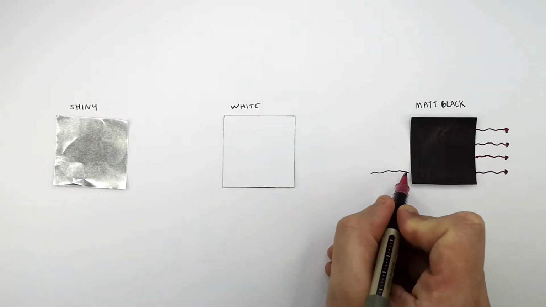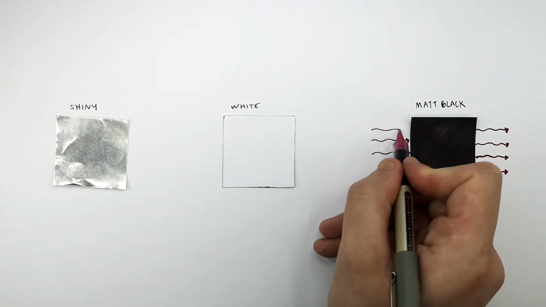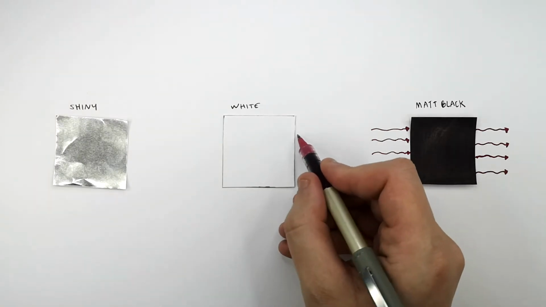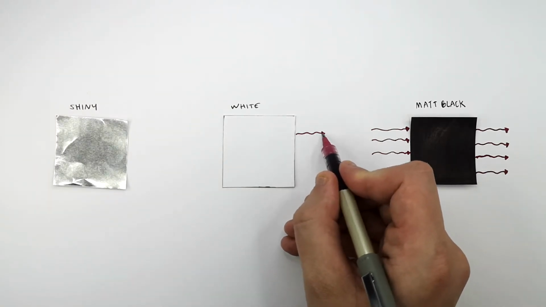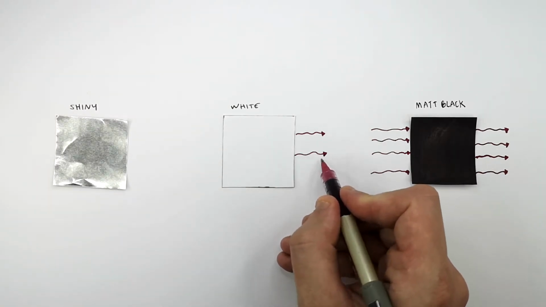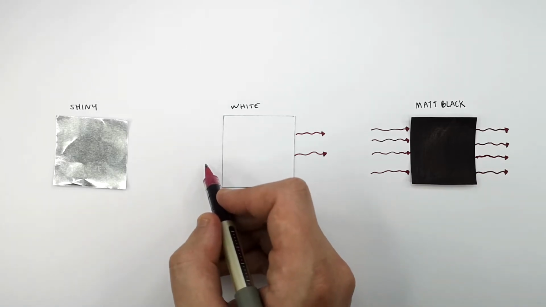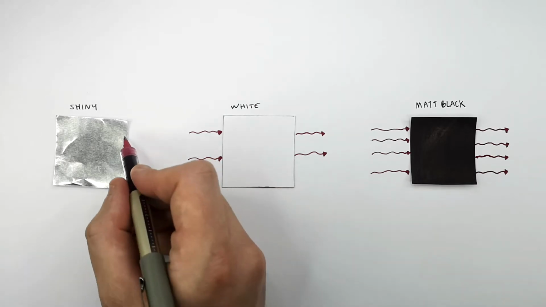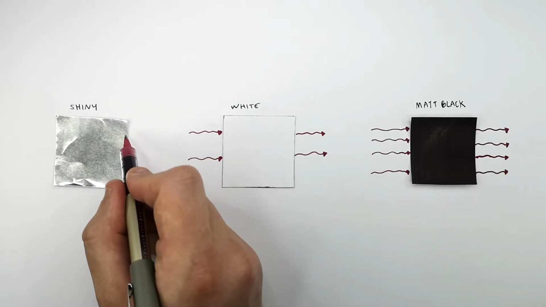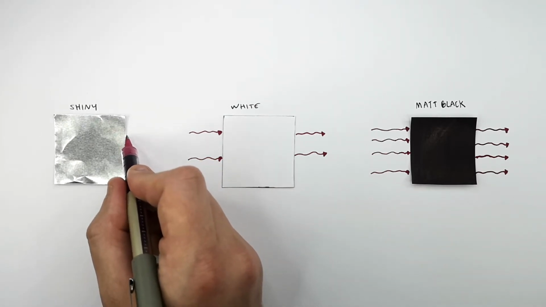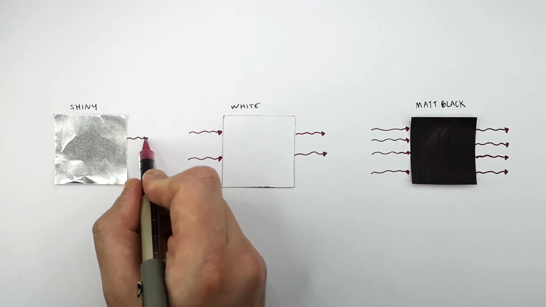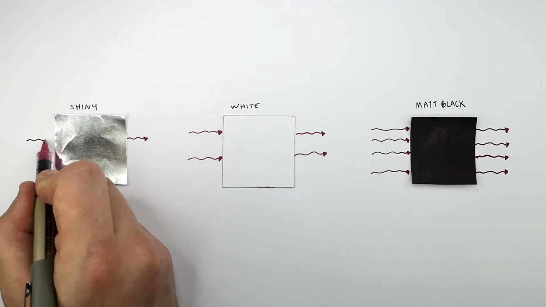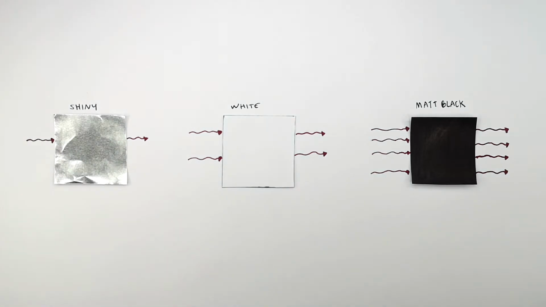They're also really good absorbers of infrared radiation. And surfaces that are white are worse emitters of infrared radiation than black objects. And white surfaces are also less good at absorbing infrared radiation than black surfaces. And shiny surfaces are worse emitters of infrared radiation than white or darker surfaces, and also the least good absorbers of infrared radiation, as you can see here.